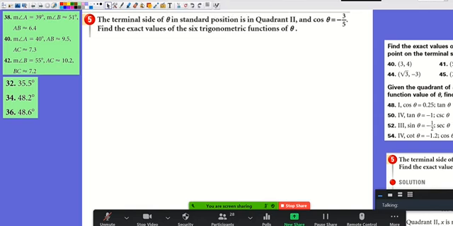Now, let's say we have a problem that looks like this. Okay. Now, remember quadrants.